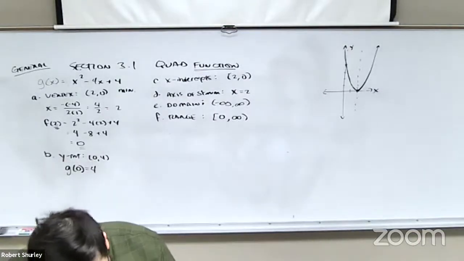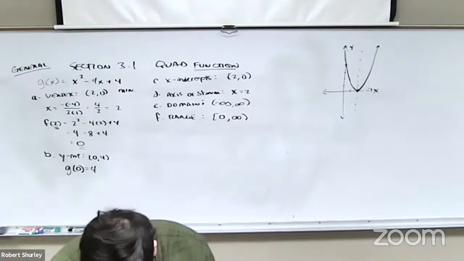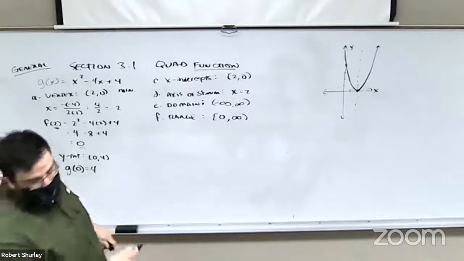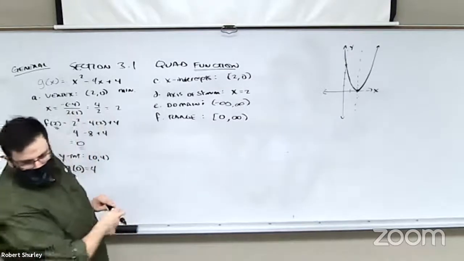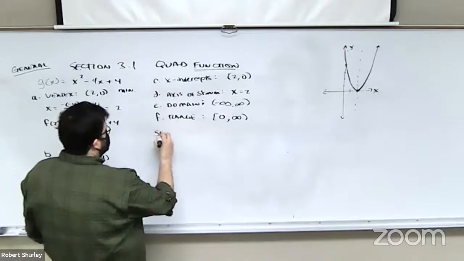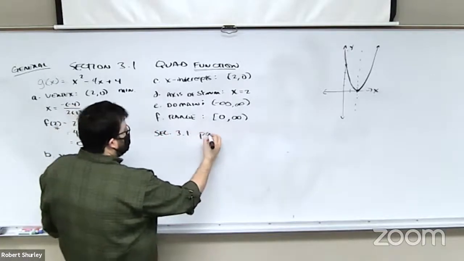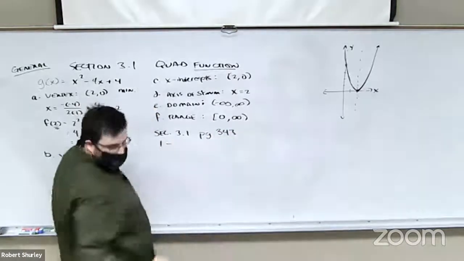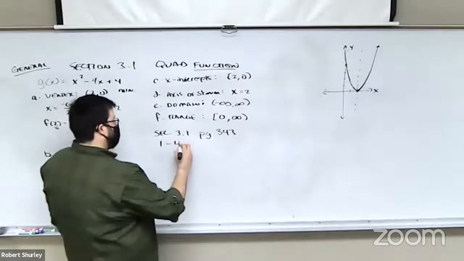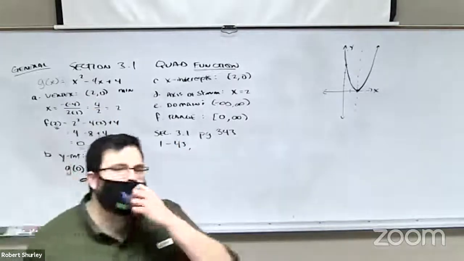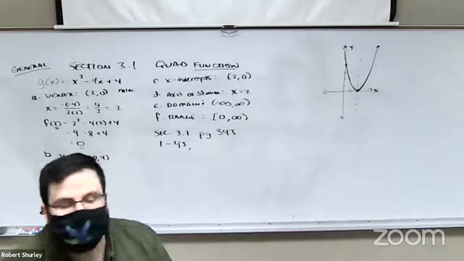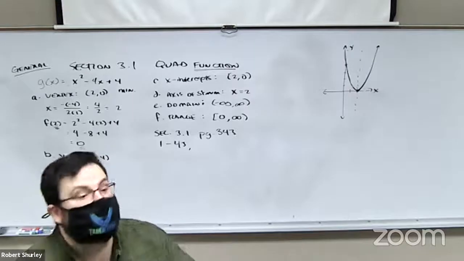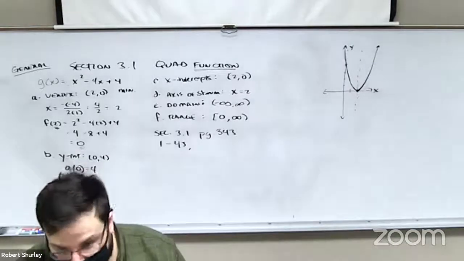Okay, for homework: 1 through 43 odd. This is section 3.1, starting on page 343. These are all going to be odd. I'm going to give you some real world examples from this section. I know we didn't have time to go over one, but I want you to attempt them. If you have issues with them, we'll talk about those at the beginning of class on the next lecture.